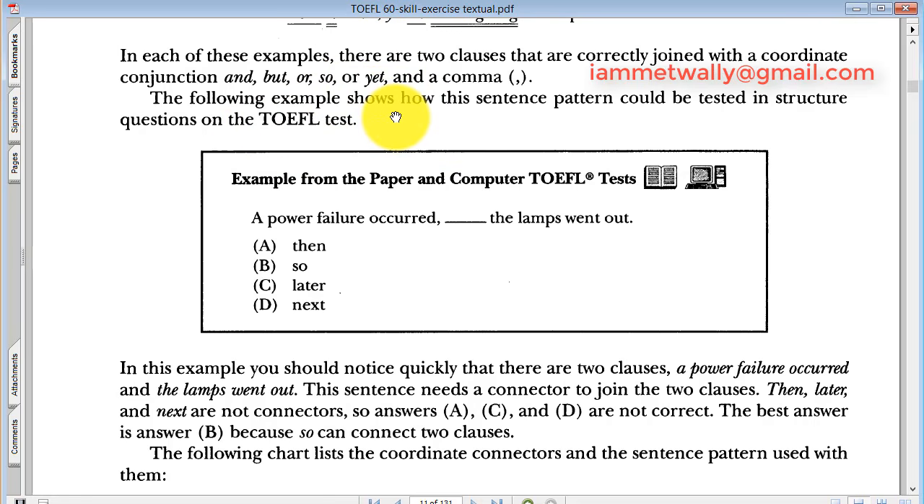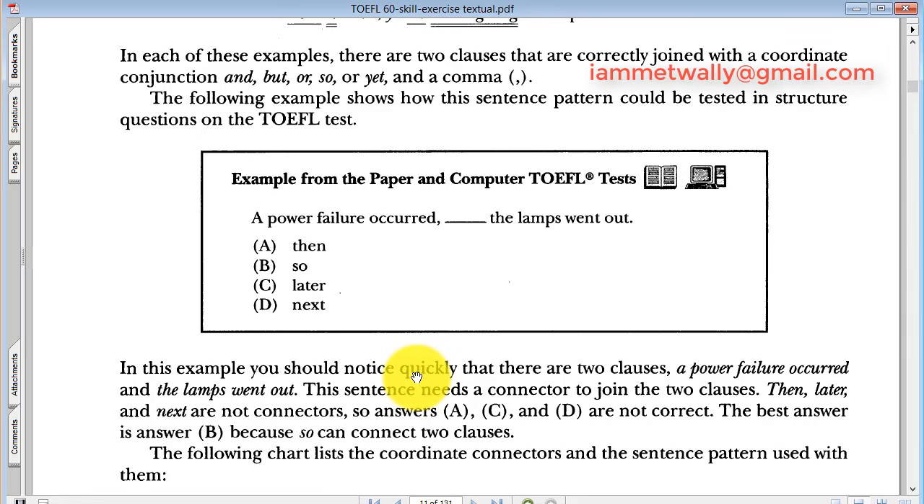The following example shows how this sentence pattern could be tested in structure questions on the TOEFL test. For example, a power failure occurred, comma, blank, the lamps went out. As you can see here, this is the first clause. In the second clause, the lamps went out, I just need a connector because I have a subject and a verb. Then, later, next, although they seem like connectors, they're not connectors. So the only one is so.